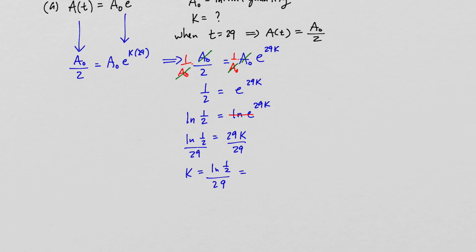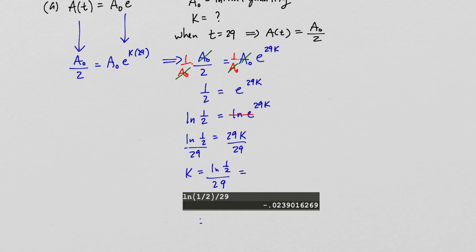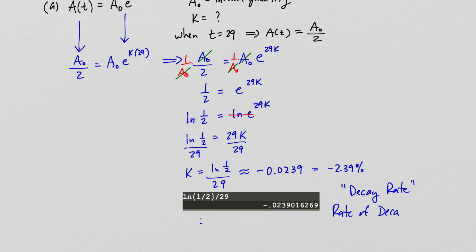So plugging this into a calculator, we get a value of approximately negative 0.0239. And just so you know, this is the same as negative 2.39%. And this is what you might call the decay rate, or the rate of decay. What that means is every year that goes by, it loses 2.39% of what it used to have. So that's why the rate is negative, because it's decaying.